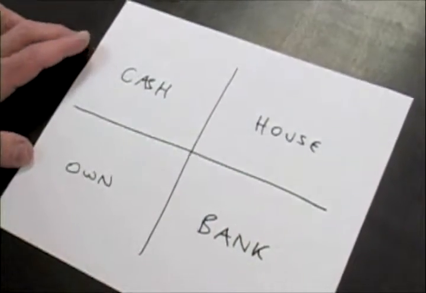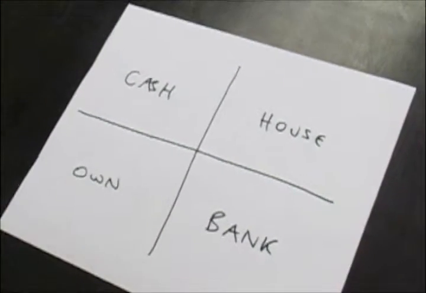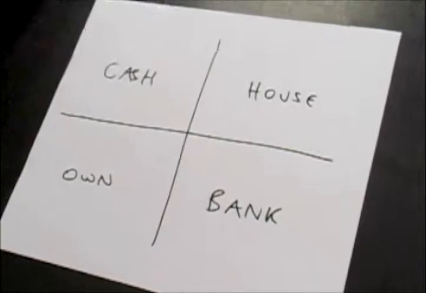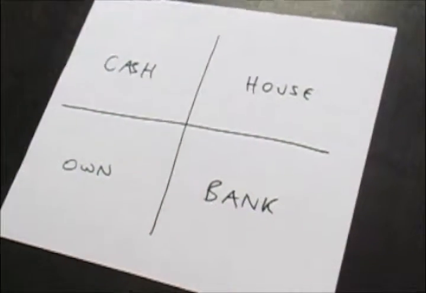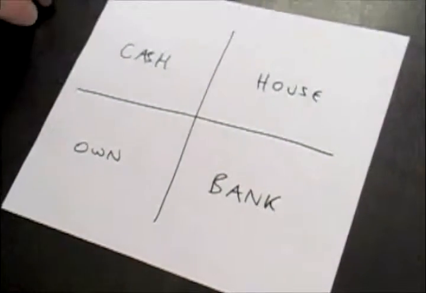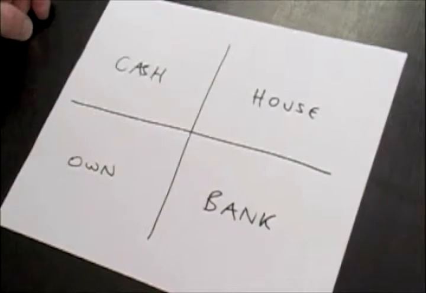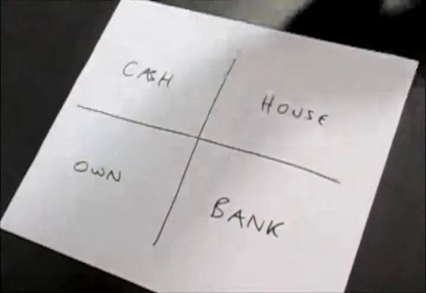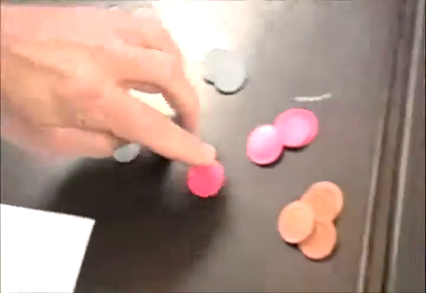Now, if we say that a house costs a couple of $100,000, and we're going to represent every $100,000 with a chip. So we're going to use 4 colors of chips here: black, silver, red, and copper. And each chip is $100,000.